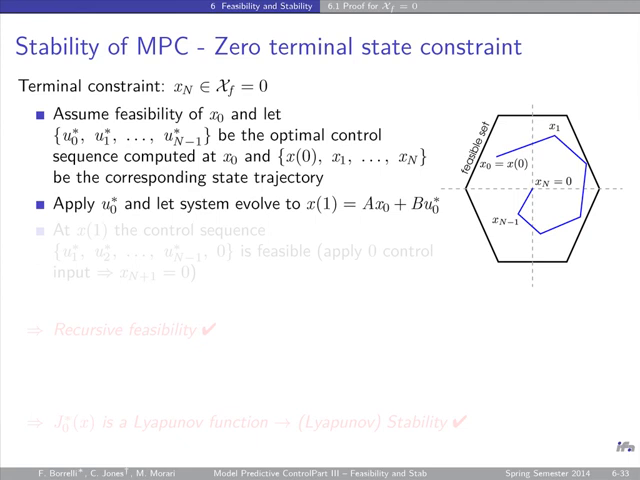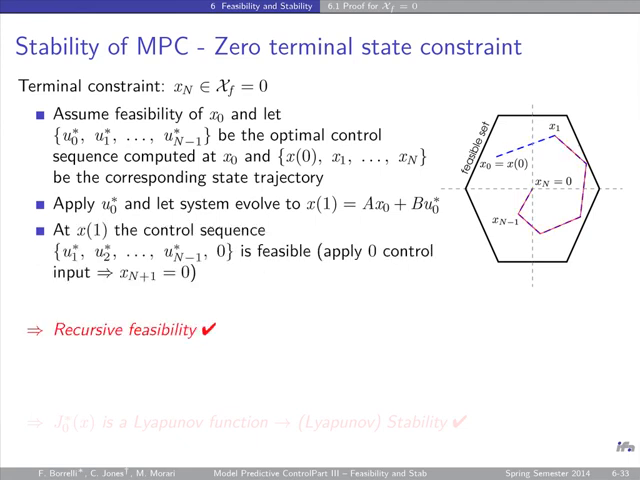Questions? The next time step. You start from x1, which is now exactly equal to x1, and you don't know if there exists a feasible point or not. But here is the thing: the shifted control sequence at step 0, u1*, u2*, ..., u(n-1)*, augmented with 0 at the end, is feasible.